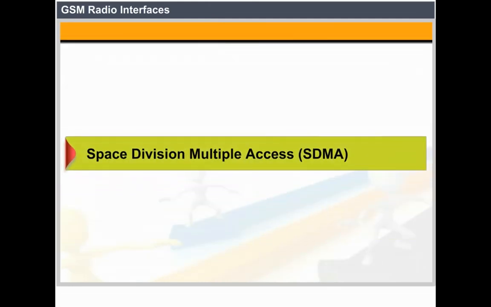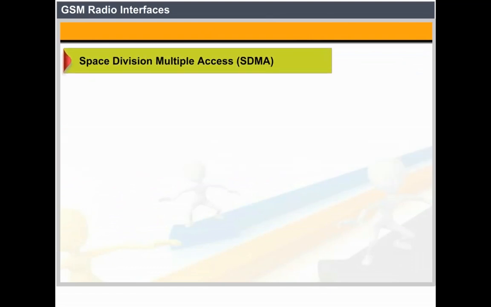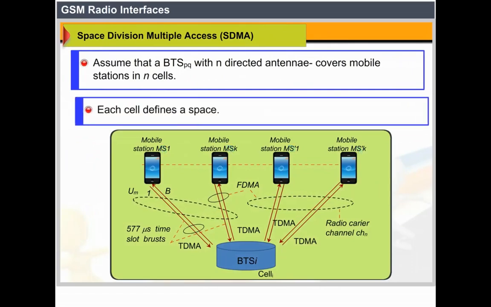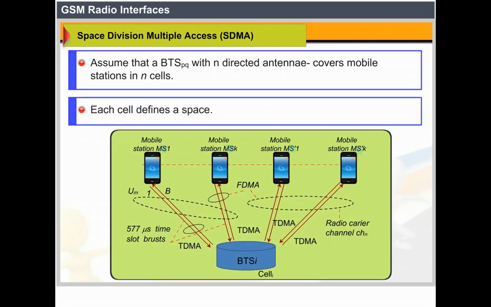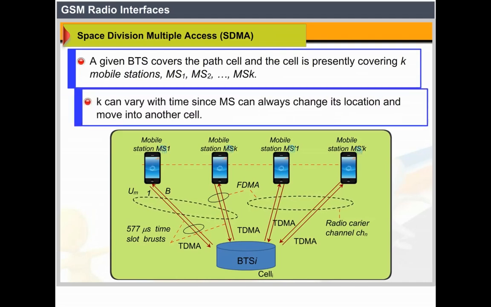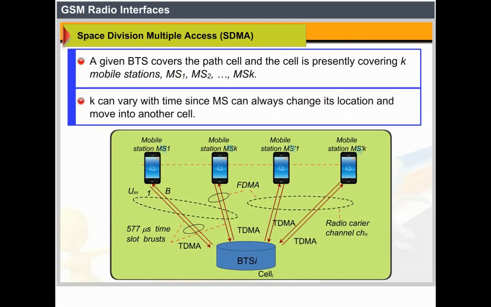Space Division Multiple Access, SDMA. Assume that a BTS-P with N directed antennas covers mobile stations in N cells. Each cell defines a space. A given BTS covers the Pth cell, and the cell is presently covering K mobile stations, MS1, MS2 up to MSK. K can vary with time. An MS can always change its location and move into another cell.